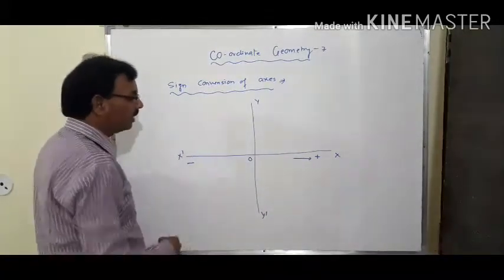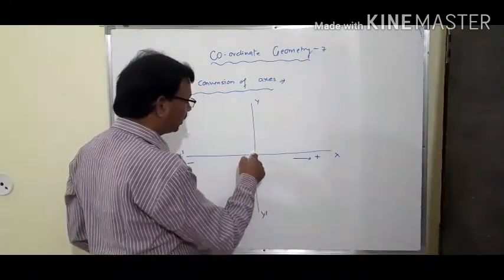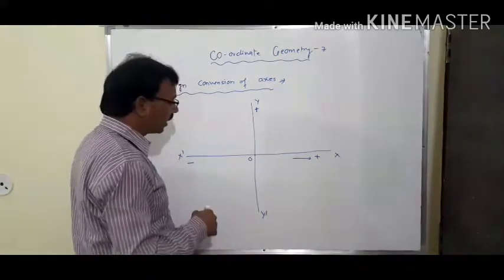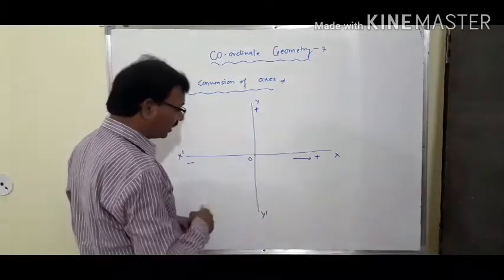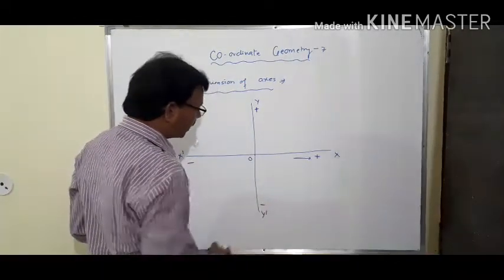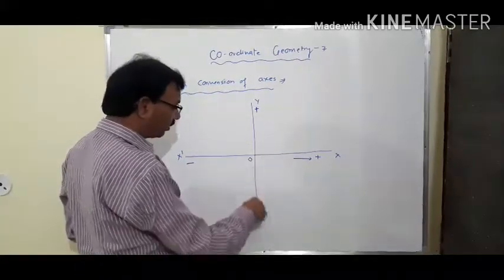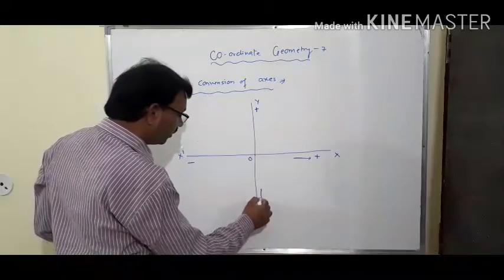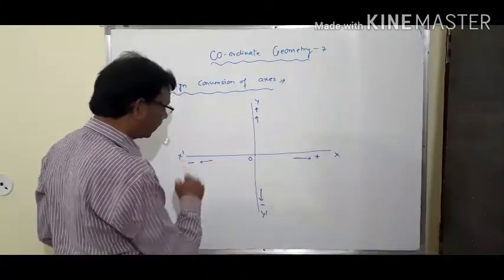In the same way, if we go on the y-axis to the upper side from the origin, this distance will be measured as positive, and if we go in the lower direction from the origin, this distance will be negative. That means OY distance will be positive and OY dash distance will be negative. We can represent this with the help of arrows.